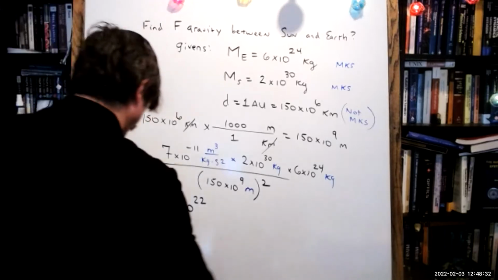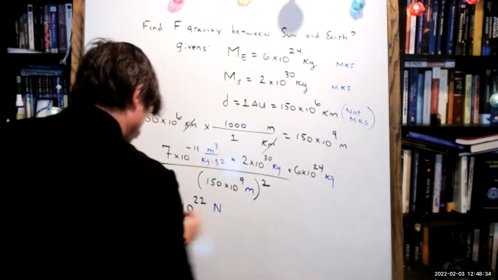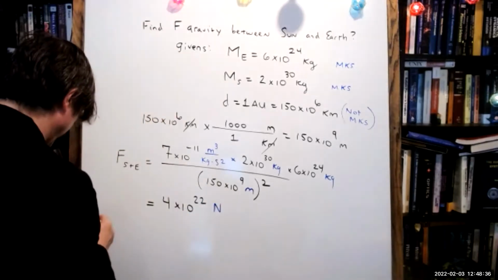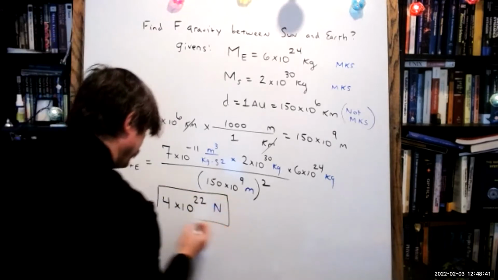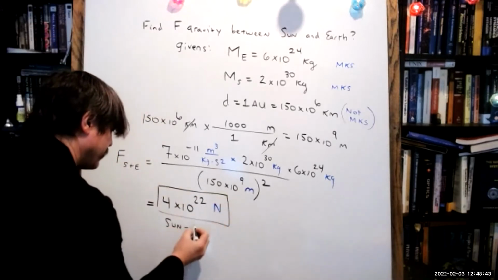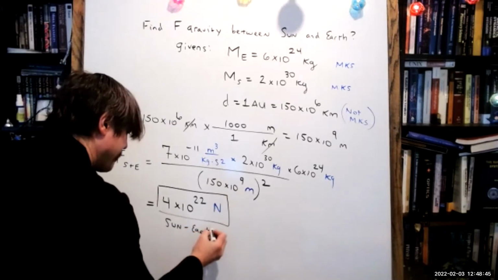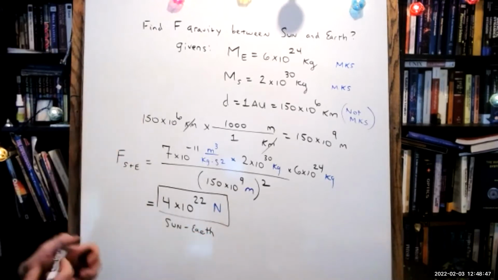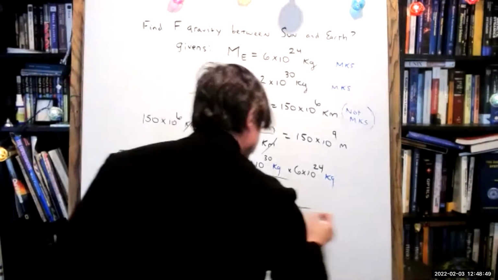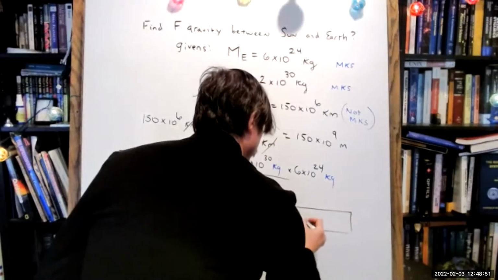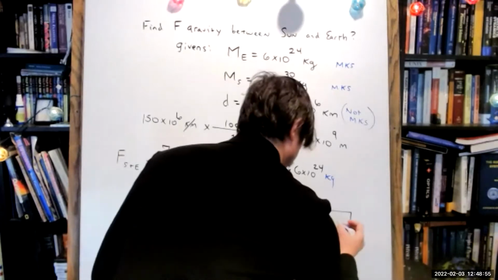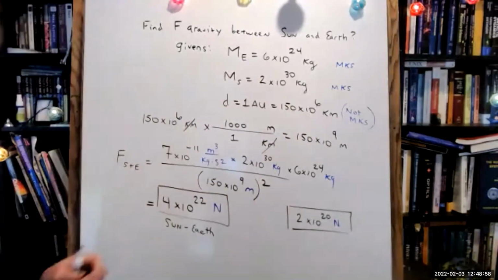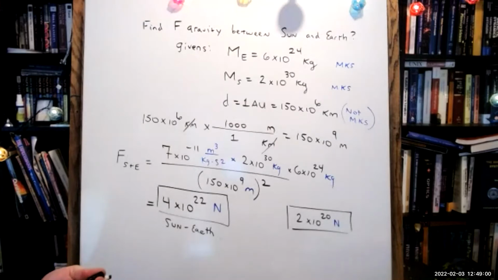Okay, so let's try something, Caitlin, you and me. This is the force that we got for the sun to earth gravity, right? Mm-hmm. And if you remember in our previous problem, we got 2 times 10 to the 20th newtons. That was the earth to moon gravity, correct? Yes.